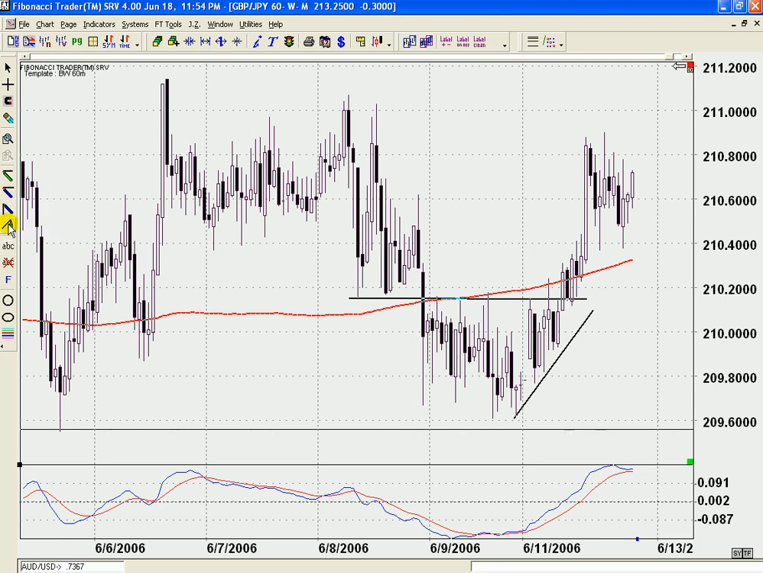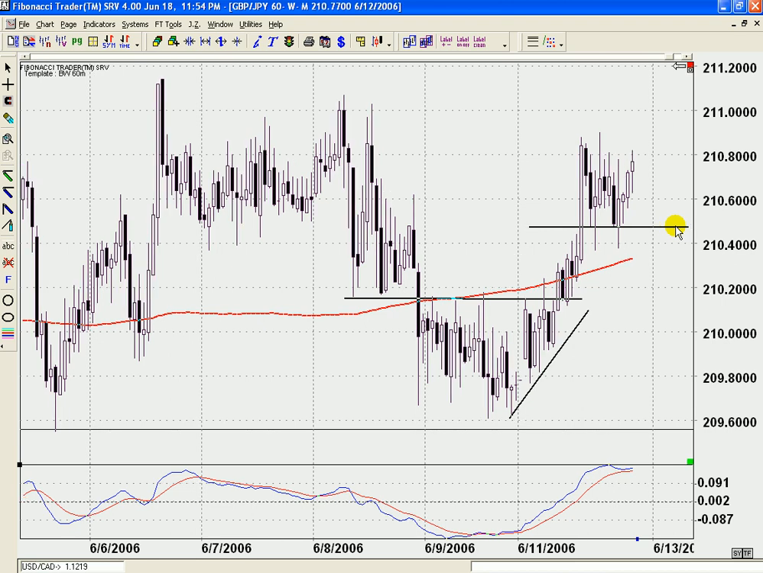Let's just define this level here now. I actually would prefer to define it up closer to the bodies in this case. And if you anticipate that this level will continue to hold, then you want to trade it as close to this low as possible, maybe even 210.40 or 50, because look at how much room you've got to 210.80. You can even take profit even before it breaks out of the range, and it may break out of the range and give you even more profit.